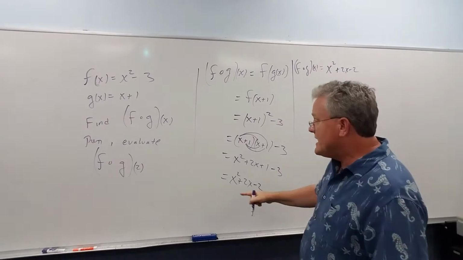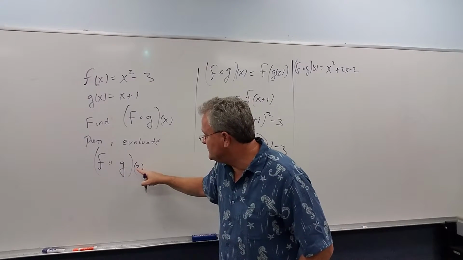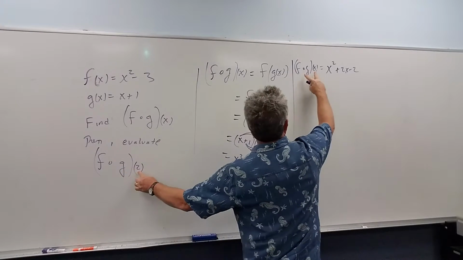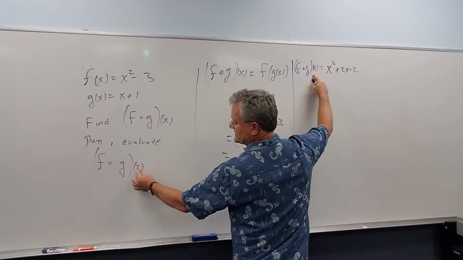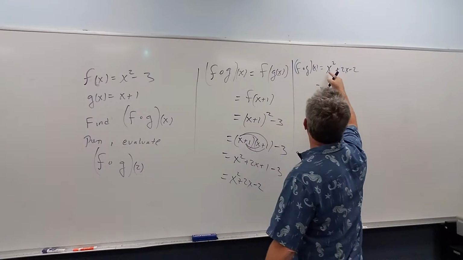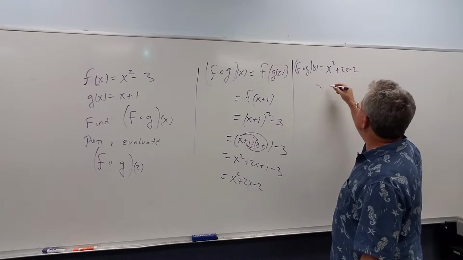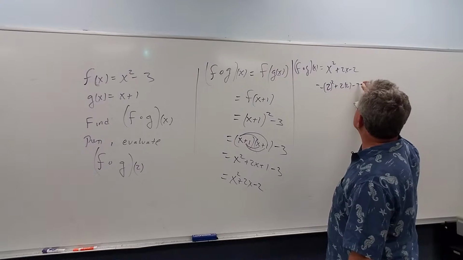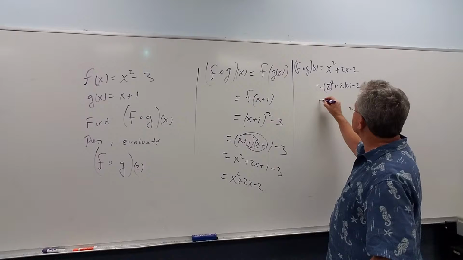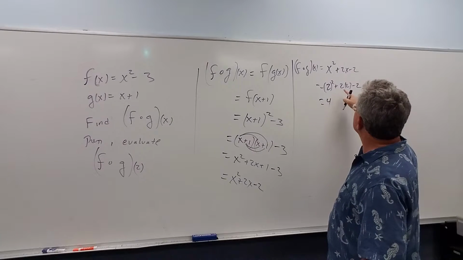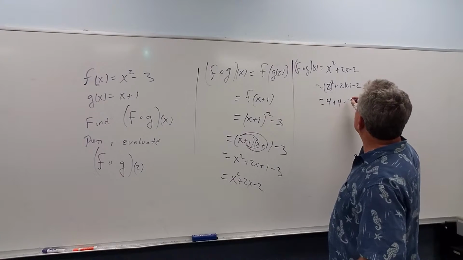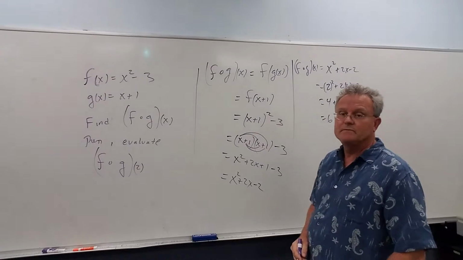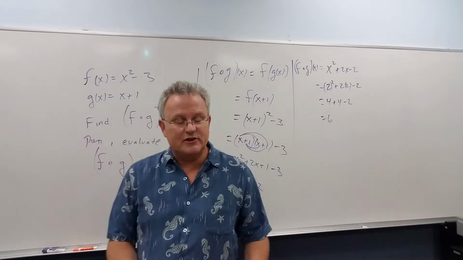Now let's evaluate f of g of 2. Well, this means we go to f of g of x, which is right here, and wherever there's an x, I plug in 2. So I get 2 squared plus 2 times 2 minus 2. And then we just evaluate this. 2 squared is 4, plus 2 times 2 is 4, minus 2, 8 minus 2 is 6. So that's one way to evaluate this.